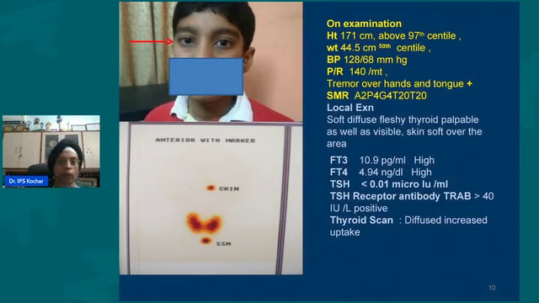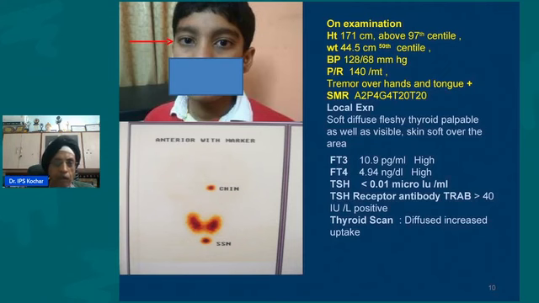Then the next question comes: what to do with this patient? You have to start medical management, or radiation, or surgery. There are three options: either medical management, or you can go for radiotherapy, or the third is surgery. Surgery is very rarely done in the pediatric and adolescent population because you hardly find such big masses causing obstruction to the trachea or esophagus, causing dysphagia or respiratory difficulty.